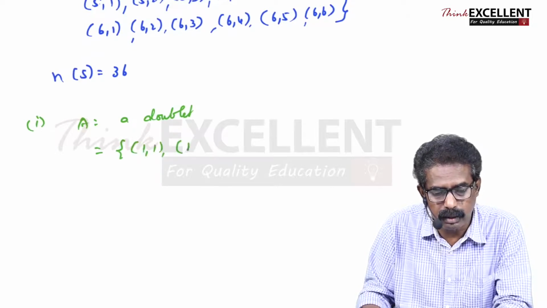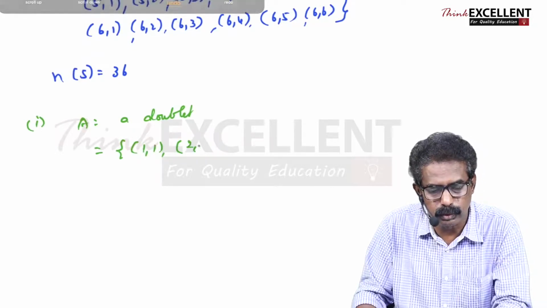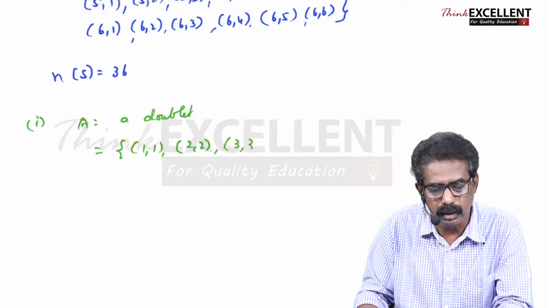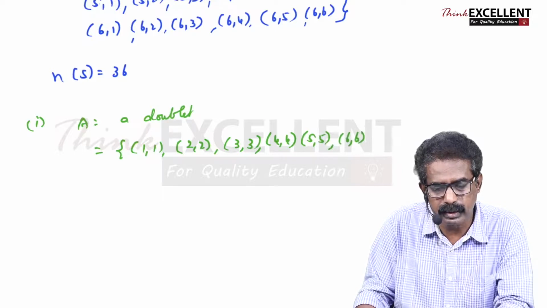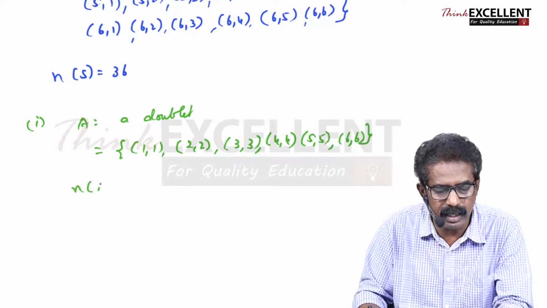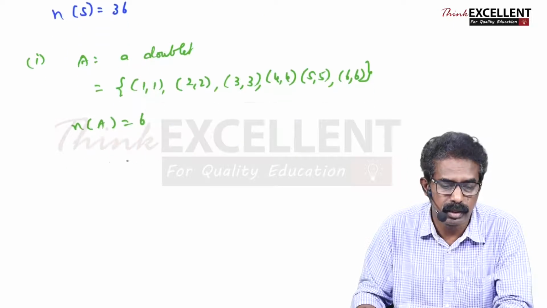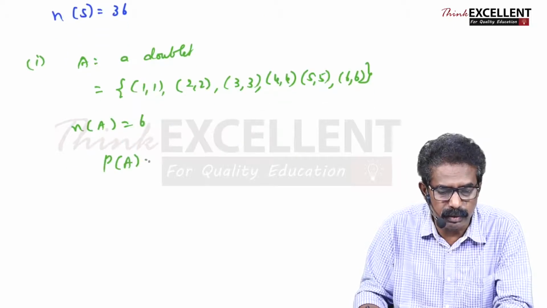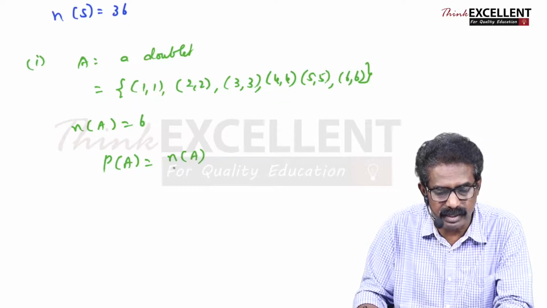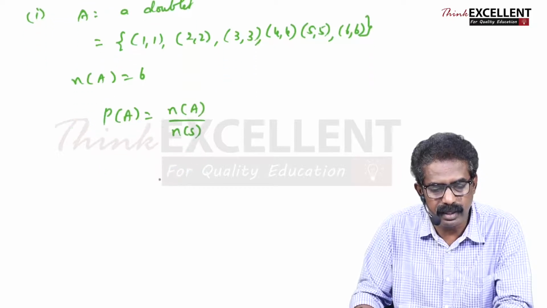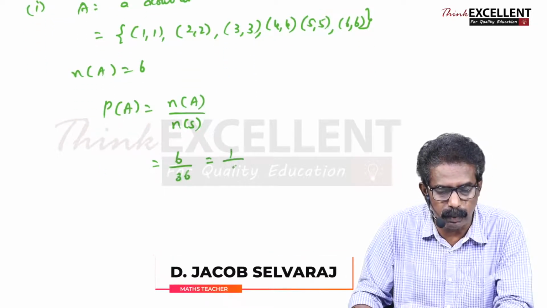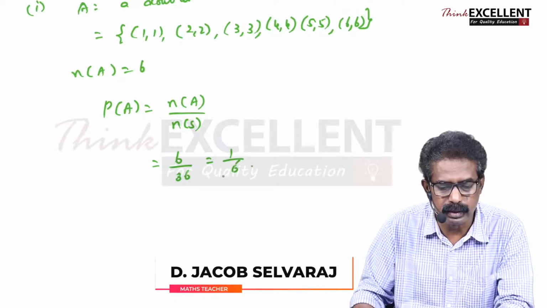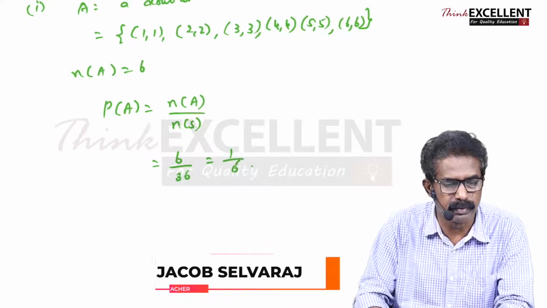1 1, 2 2, 3 3, 4 4, 5 5 or 6 6. So these are doublets. So N of A is equal to 6, right? So P of A is equal to N of A by N of S. N of A is 6 by 36. You cancel. So your answer is 1 by 6. Okay. So this is the answer for the first subdivision.